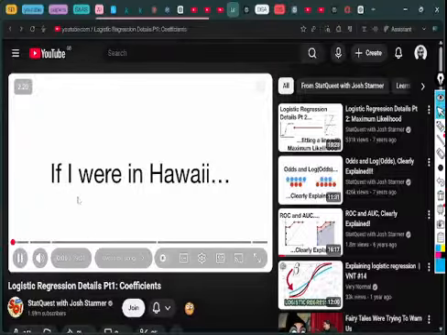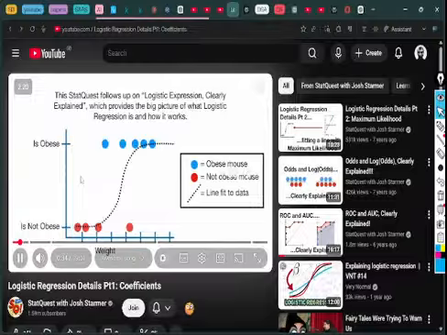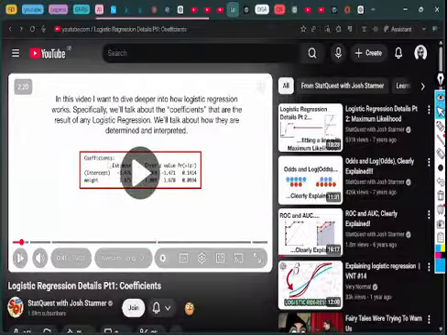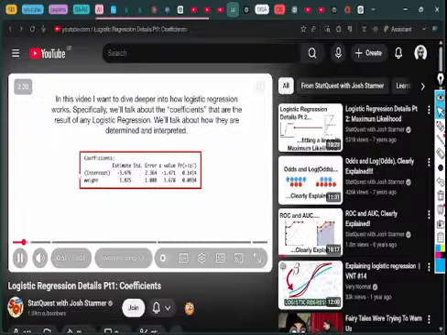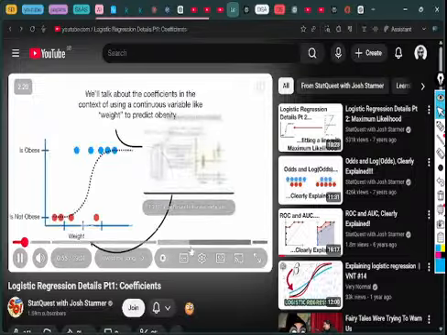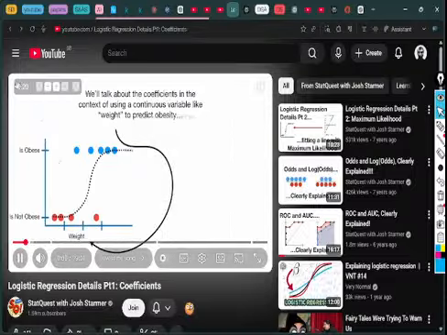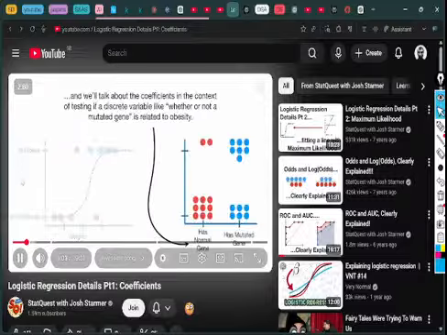This builds on the StatQuest that explained the big picture of what logistic regression is and how it works. In this video, I want to dive deeper into how logistic regression works. Specifically, we'll talk about the coefficients that are the result of any logistic regression. We'll talk about how they are determined and interpreted. We'll talk about the coefficients in the context of using a continuous variable, like weight, to predict obesity. And we'll talk about the coefficients in the context of testing if a discrete variable, like whether or not a mutated gene is related to obesity.